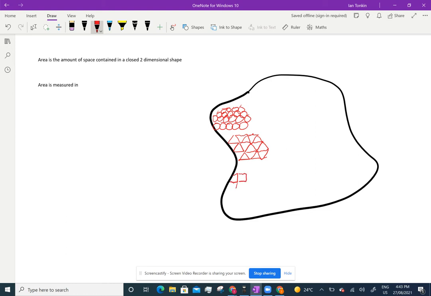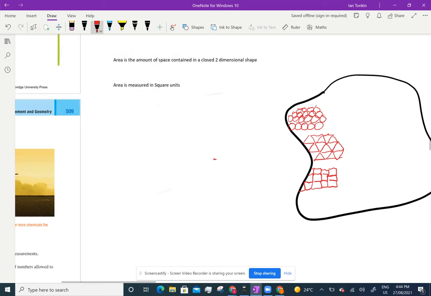And again, there are no gaps with the square. It's just easier than triangles. So what we say is the area inside this shape would be 100 square metres. So when we talk about measurement, we say area is measured in square units. All right, so now that we know those two things, let's move on.